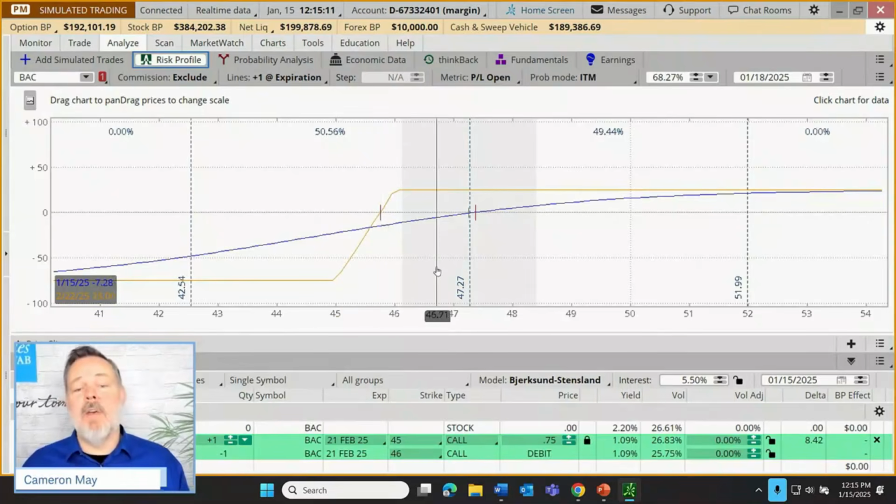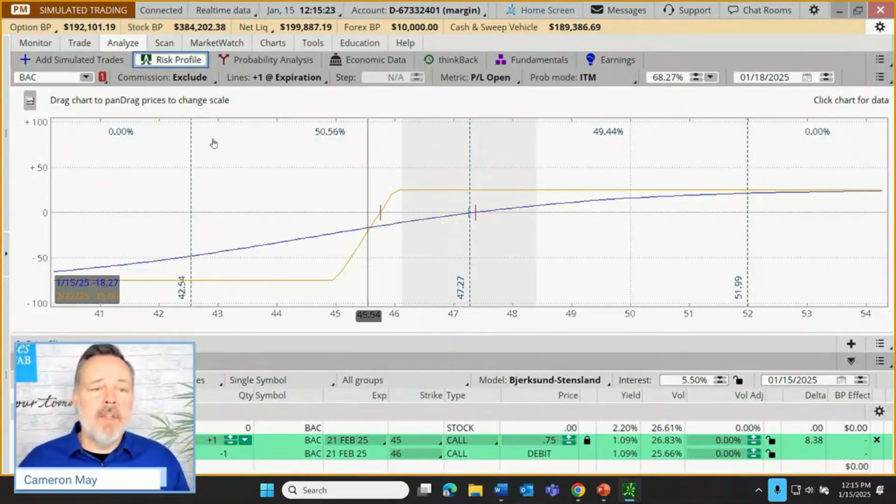So all of this can be quite useful for a trader. Maybe they've conjured up some multi-leg strategy. They don't know what the profit or loss scenario is going to be. They don't know where it would make its money, where it would lose its money, where's the break-even point. Just build the trade in the add simulated trades and then come over to the risk profile, and it shows us how much the trade can make. It shows us how much the trade can lose, and it can also show us where the trade can break even. Now, that's this orange line.